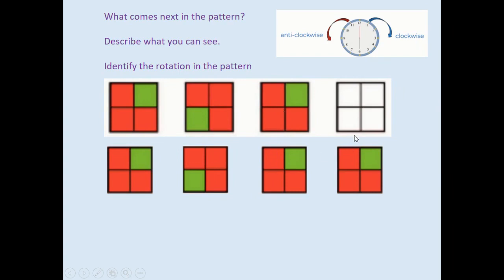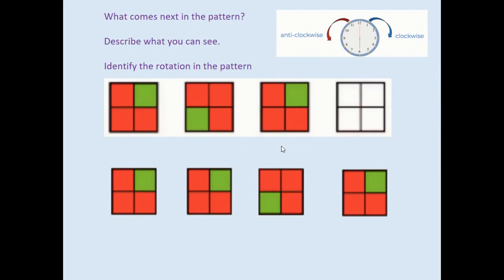And now I'm going to find out what my 4th shape in the pattern is going to be. And again, I'm going to rotate it 1/2 turn anti-clockwise. And that's what my 4th shape looks like in the pattern. But that's not where I just stopped. I've tried to do it another way. So let's have a look.